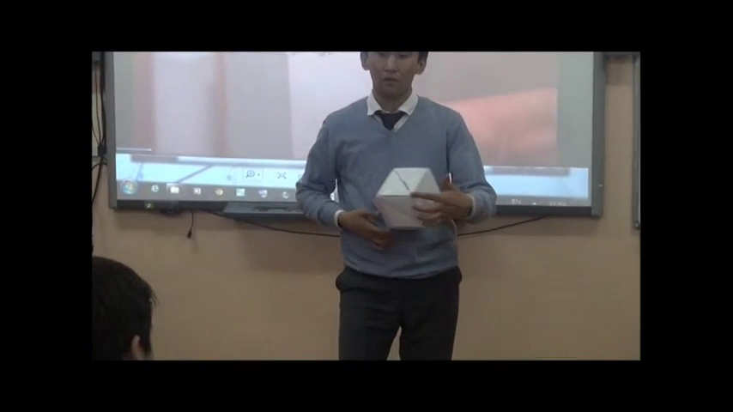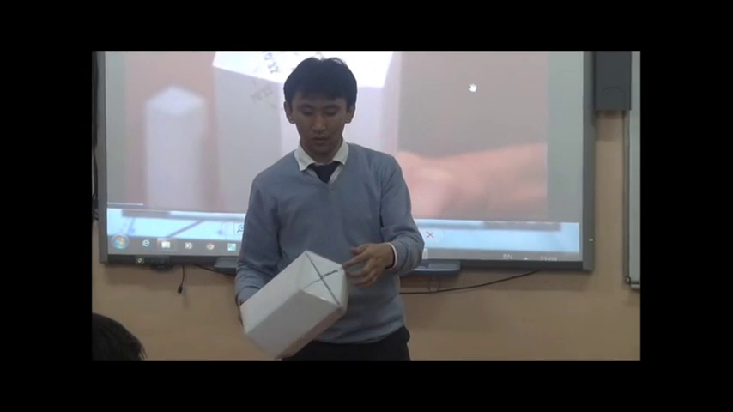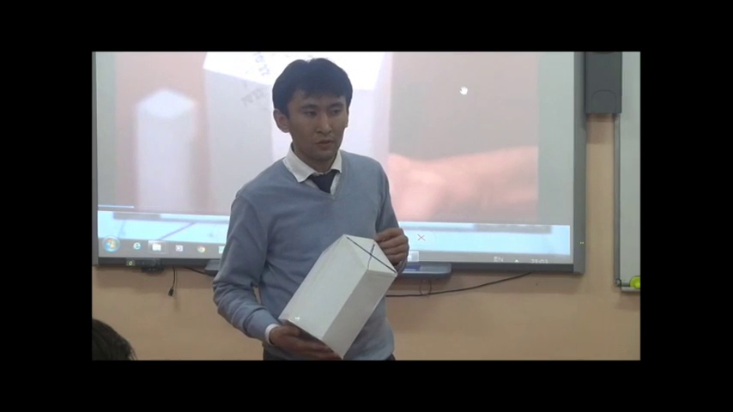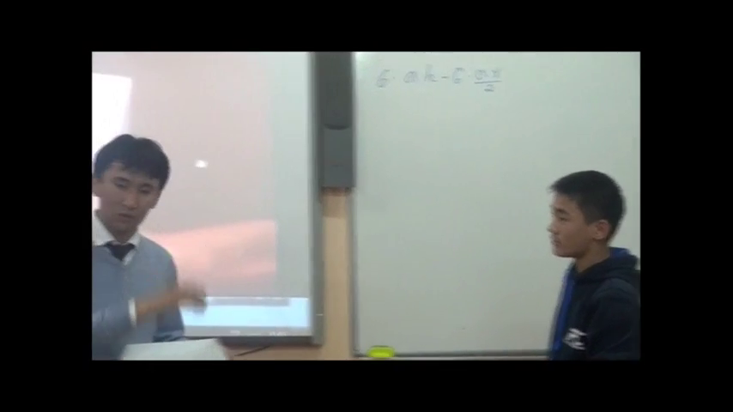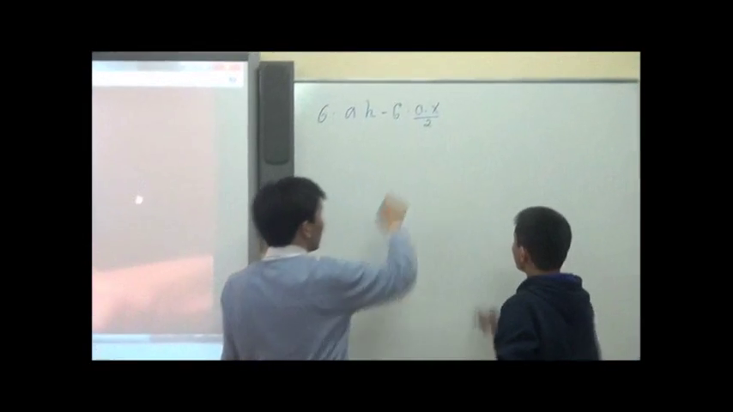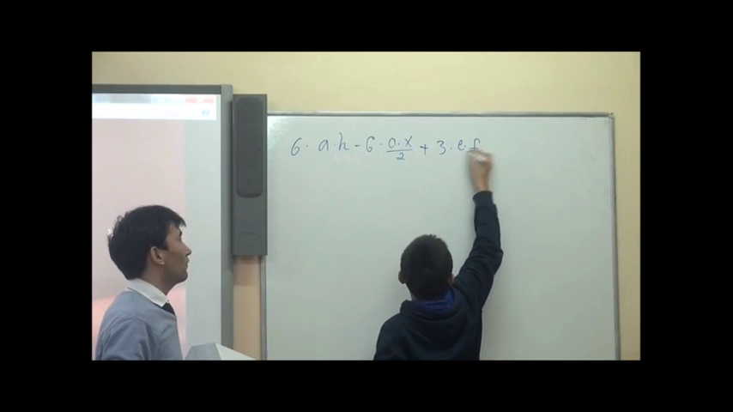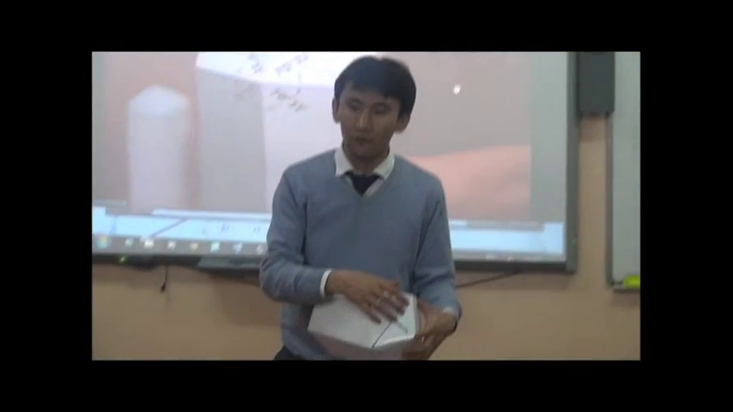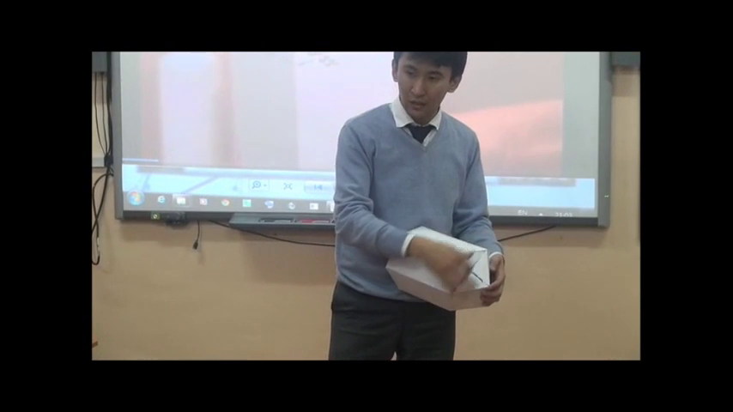Then what? Plus the area of the 3 rhombuses. How do we find the area of one rhombus? Multiply the diagonals and divide by 2. Oh, that's great. Now plus 3 times EF over 2. But we have to find E and F. First E. Let's find this diagonal.